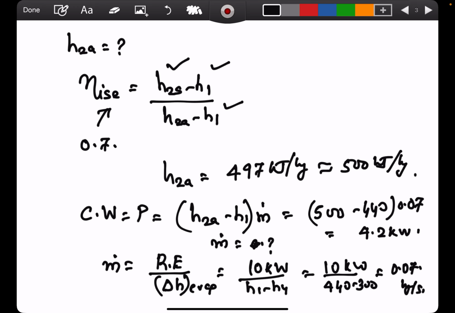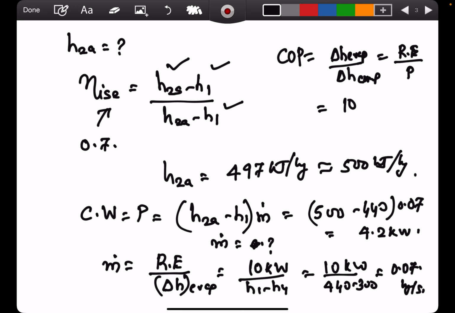And COP, how do you find it? For finding the coefficient of performance, you don't require the mass flow rate, because it is simply delta H across the evaporator upon delta H across the compressor. Or you can calculate it as the total refrigerating effect upon total power consumption. So I will do it this way. Total refrigerating effect was given to be 10 and power consumption was calculated to be 4.2. So that comes out as 2.38.